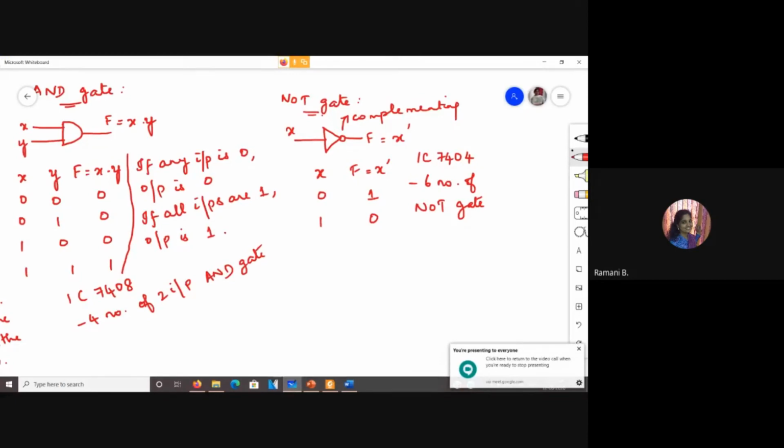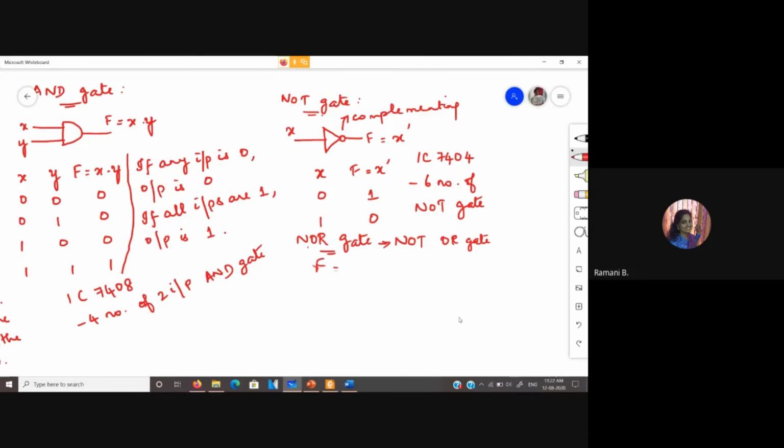Then next we will see the other gates. The first one we come across is the NOR gate. This implies NOT OR gate. Whatever the OR gate does, the NOR gate will do the inverse operation. Okay. So for NOR gate, the function is F is equal to not of OR. So you give the expression as X plus Y the whole bar.